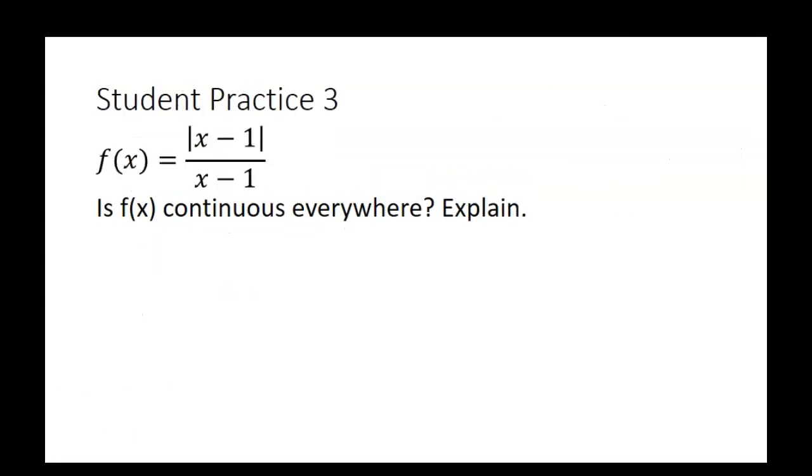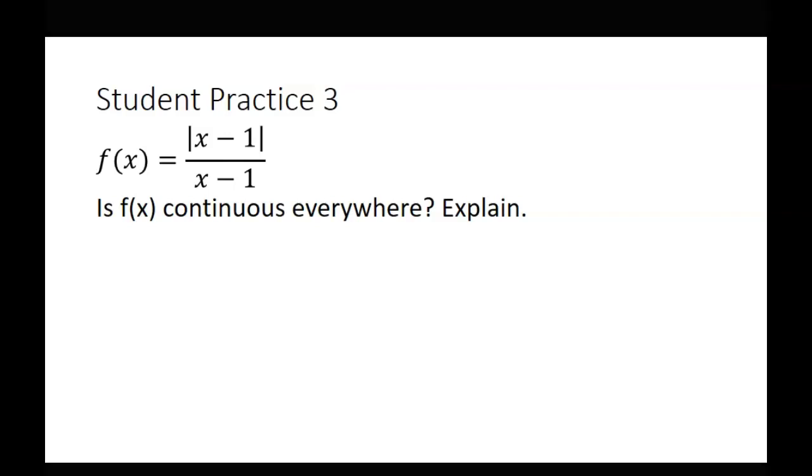There you go. So step 1, changing into a piecewise function. Step 2, do your 3-step process to see if it's continuous and explain why it is or is not. Something that's not continuous, okay? So here we go. First of all, you guys should have started off like this, right? Then we do our piecewise function.